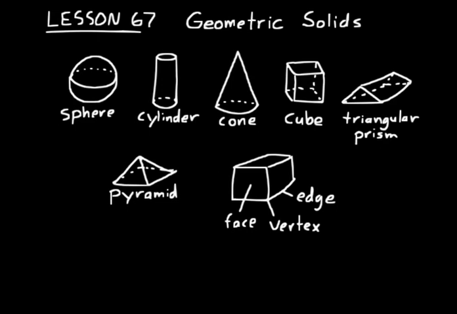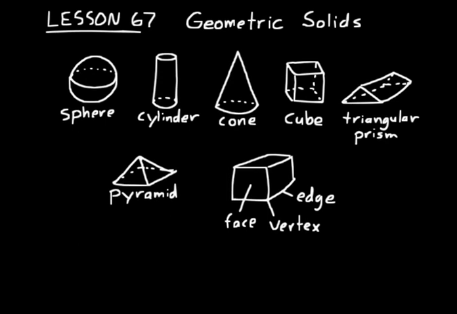A pyramid, that has 5 faces. It has 8 edges and it has 5 vertices. Notice that top vertex, more than 3 edges meet there. Actually 4 meet. So it can be 3 or more edges meeting to make a vertex.